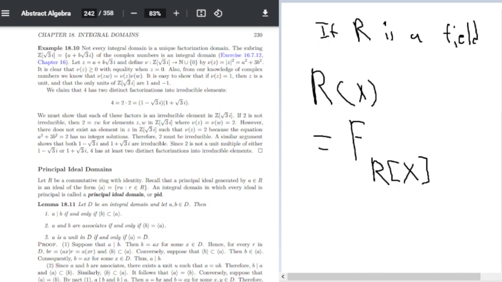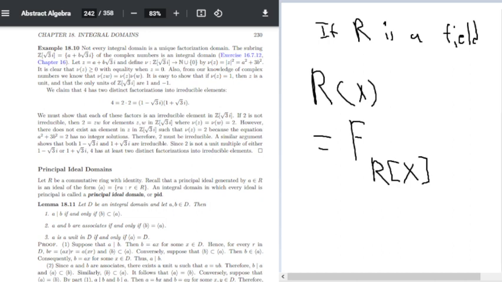It is clear that nu of z is greater than or equal to 0, with equality when z is equal to 0. Also, from our knowledge of complex numbers, we know that nu of zw is equal to nu of z times nu of w. It is easy to show that if nu of z is equal to 1, then z is a unit, and that the only units of Z[square root of 3i] are 1 and minus 1.